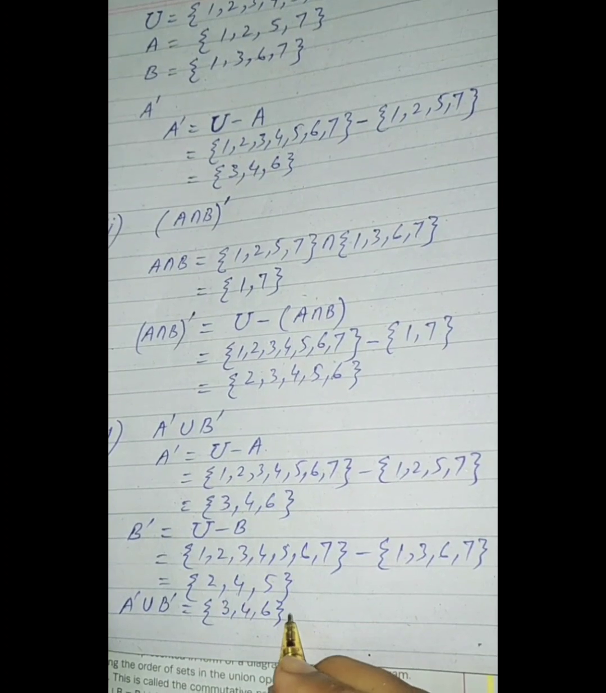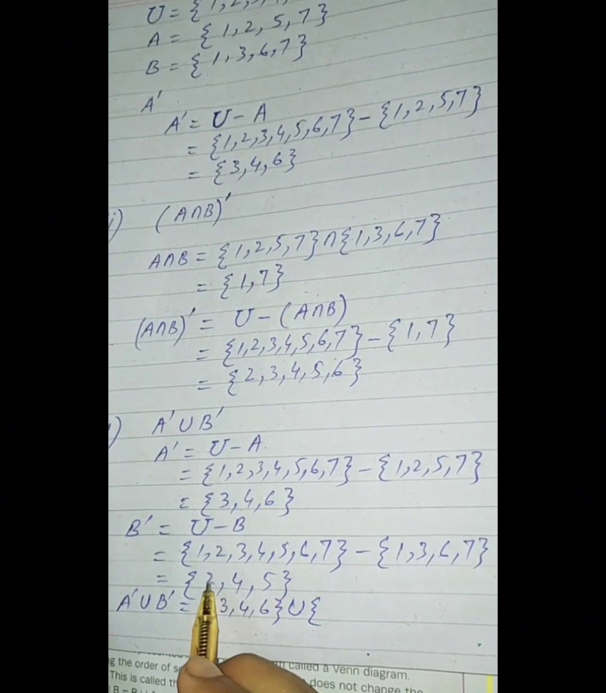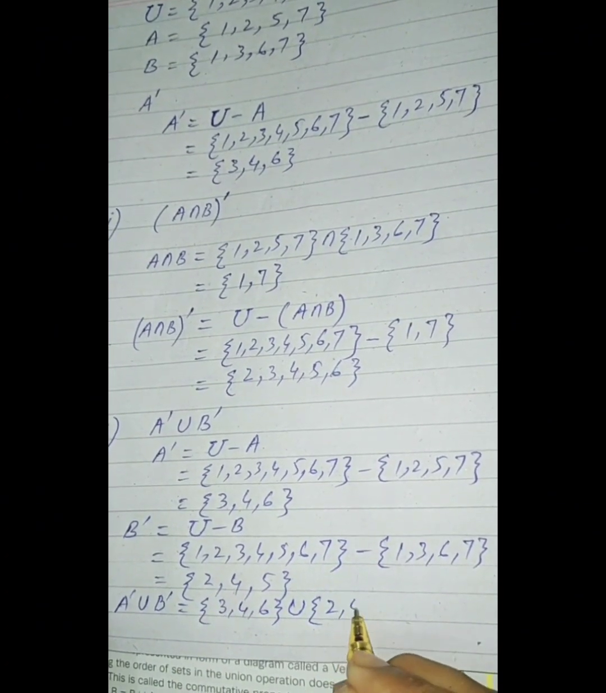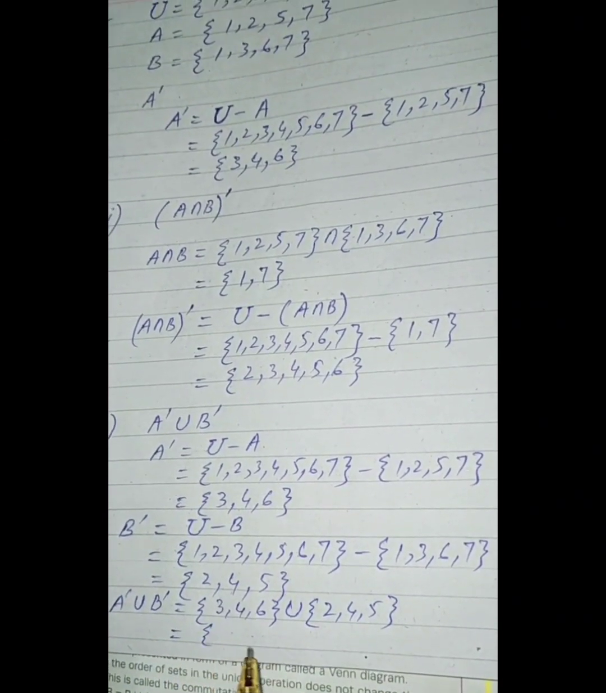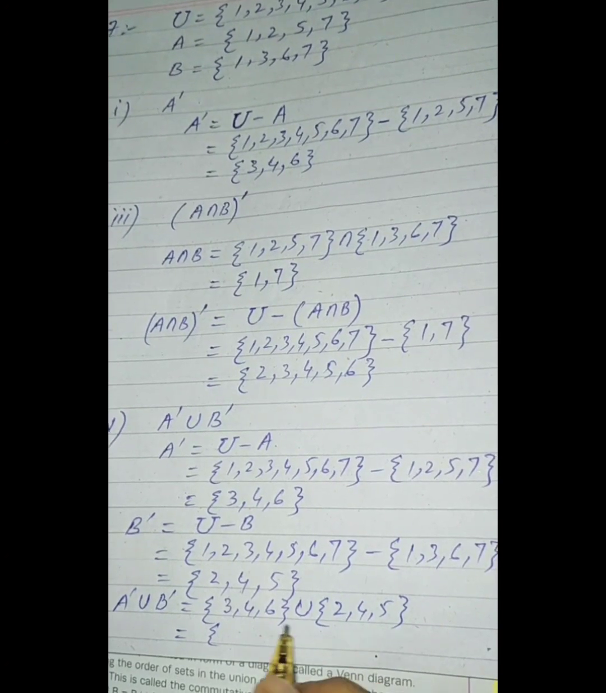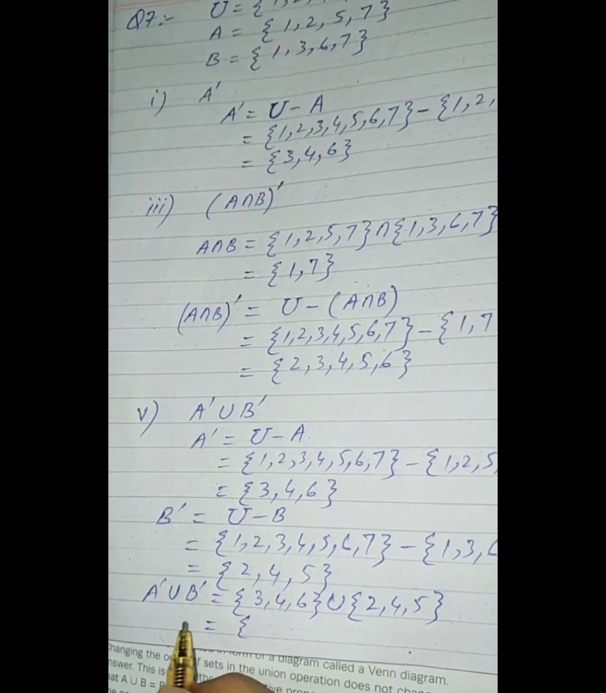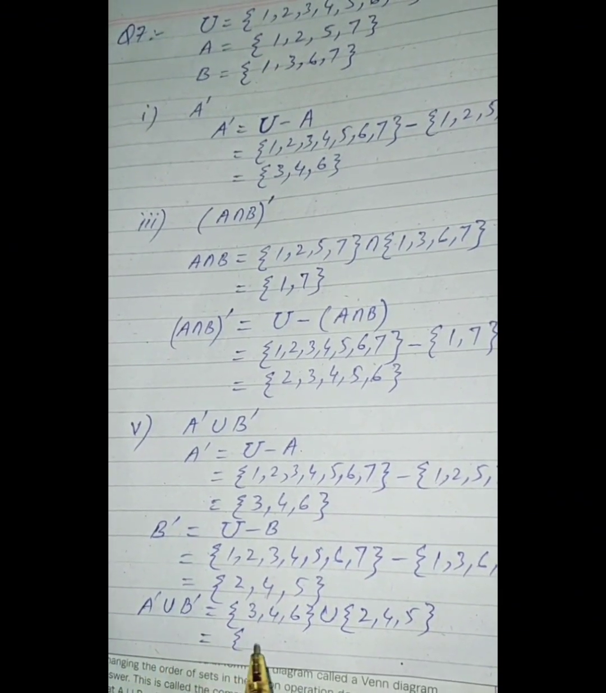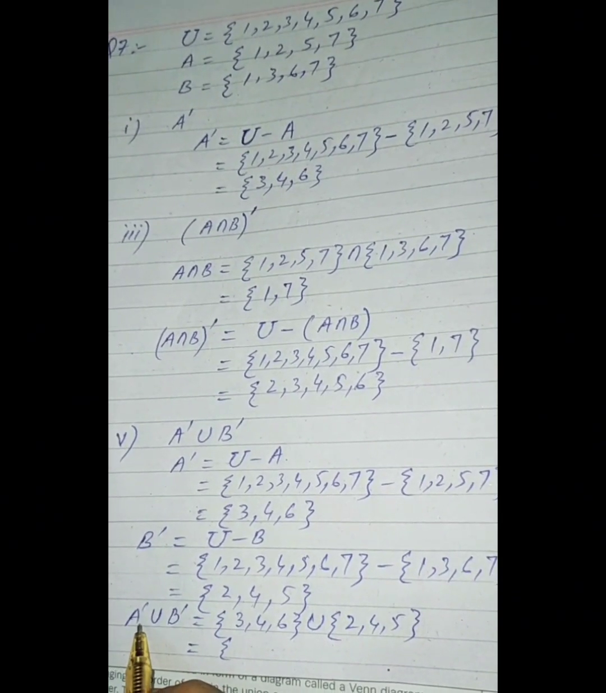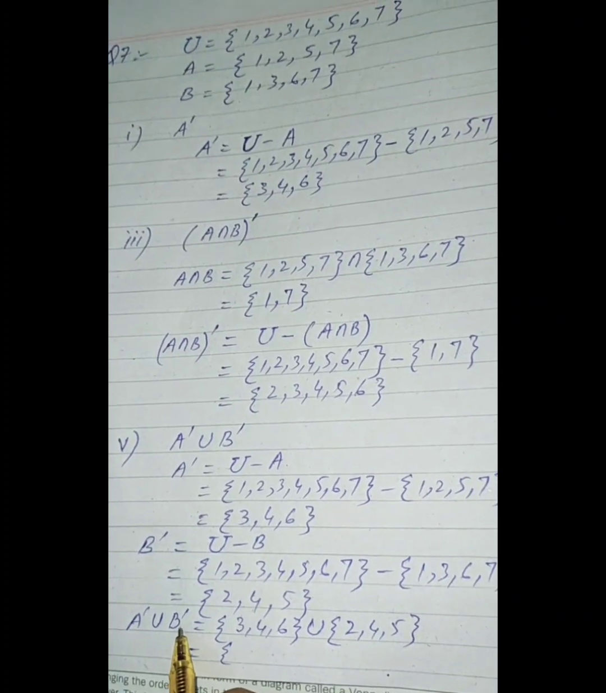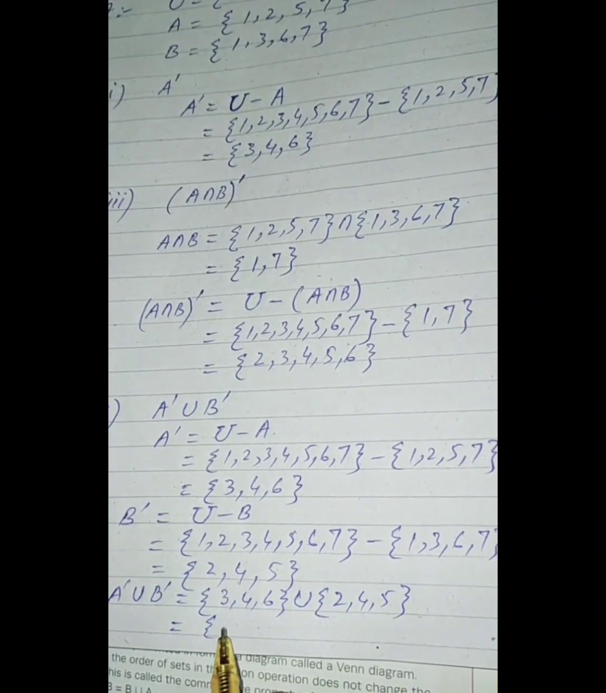Then we will put the sign of union, and then B complement is a set whose members are 2, 4, 5. Now union means that we will write the members of A and B in a single set. Union of A complement and B complement is a set of those members which are from A complement or from B complement or from both A and B complement. Clear?